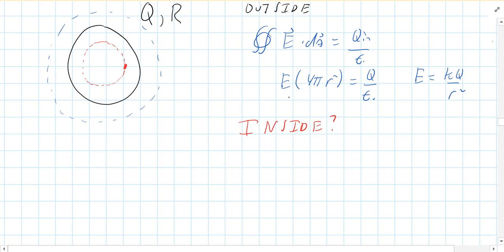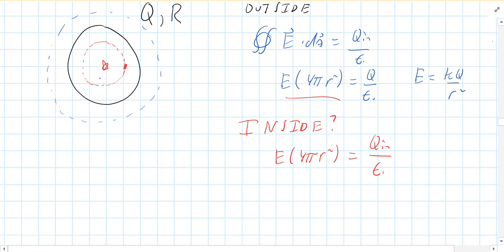And the left side of our equation is going to be exactly the same. You have E times the surface area of that red sphere, which would be 4 pi r squared. The difference is going to be, what on earth is Q in? Okay, I have not captured all the charge of that black sphere. I've captured some portion of it, right? How much charge is inside that red sphere that I've drawn?